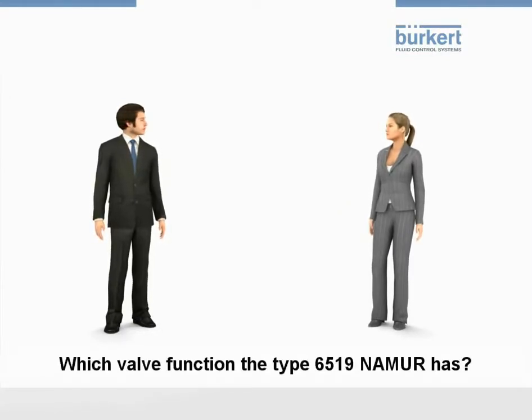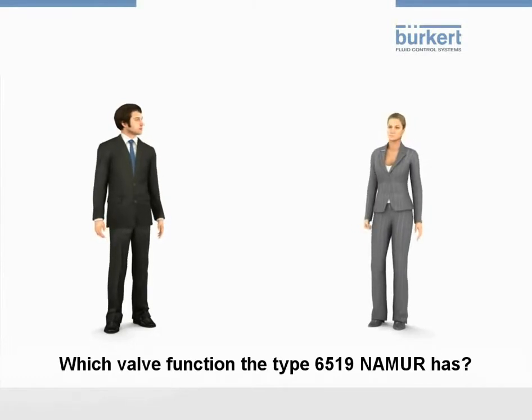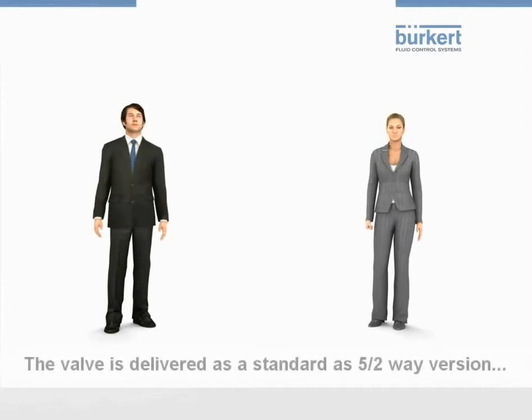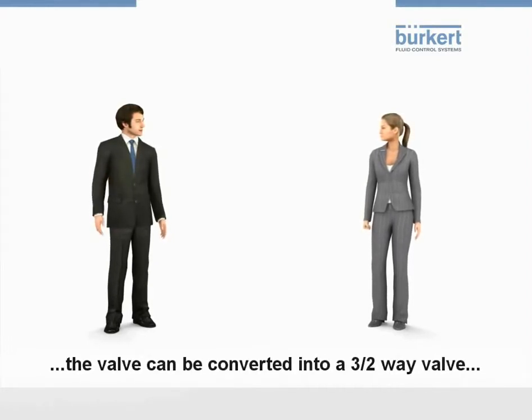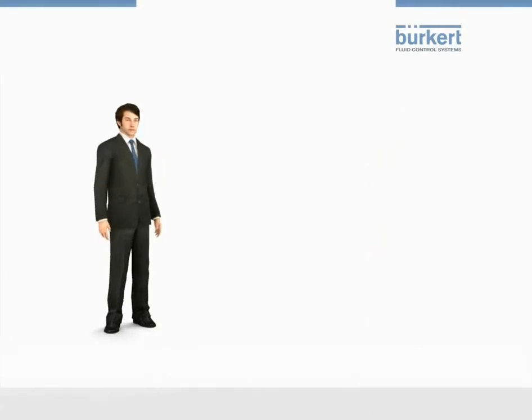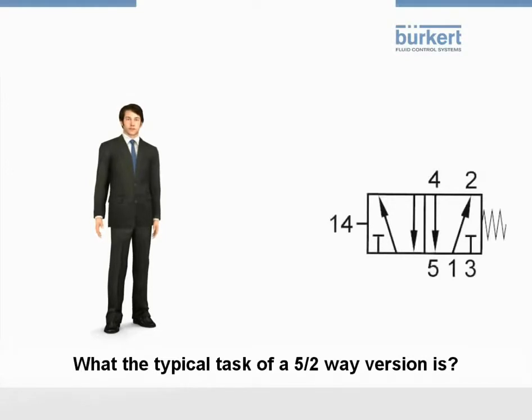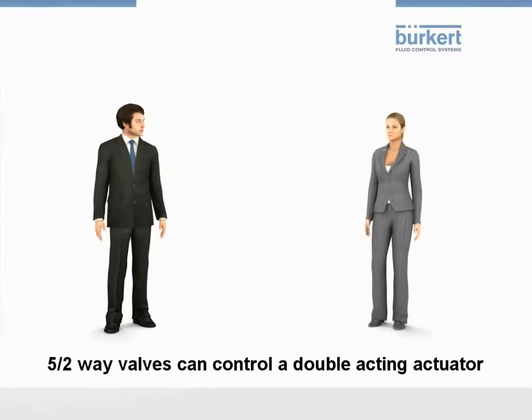Now ask me a question. Sure, Tom. Do you know which valve function the type 6519 Namur has? The valve is delivered as a standard as 5-2-way version. Optionally, the valve can be converted into a 3-2-way valve by turning a rotating disc. Lisa, do you know what the typical task of a 5-2-way valve is? Sure. 5-2-way valves can control double-acting actuators.